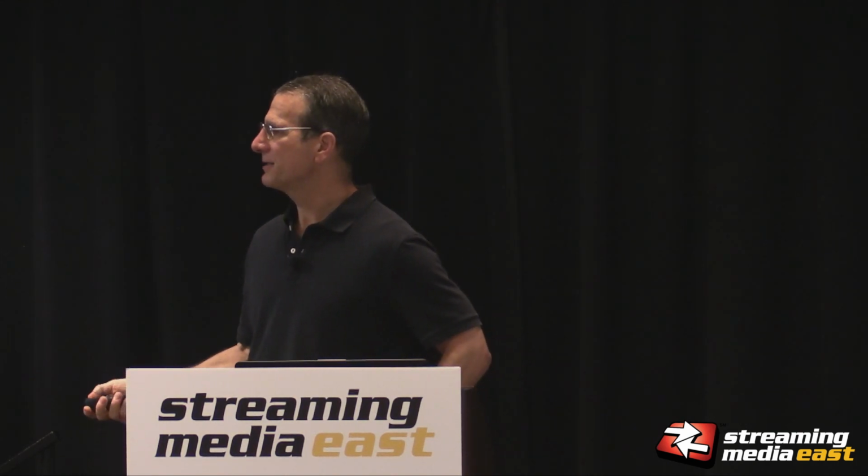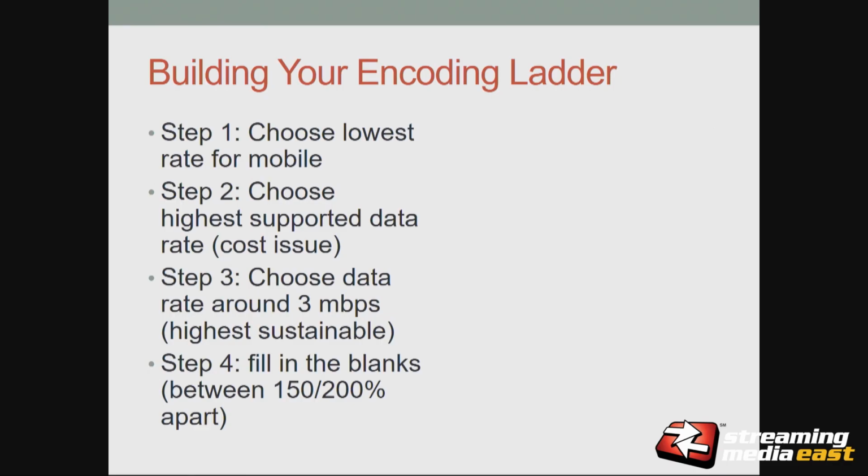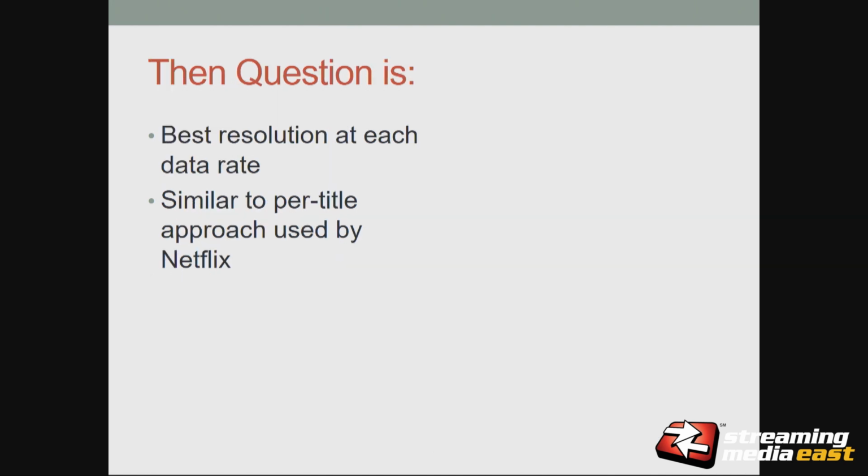And then I fill in the blanks by trying to find rungs that are between 150 and 200% apart. So maybe the client says the max they want to go is 4,600, and again, if you ask 10 people to do this, you'd get 10 different answers. So there's nothing magical here, but this is about 2.5x, 2x, 1.6x, so I'm coming up in pretty big chunks. And then the question is, what's the best resolution at each data rate?